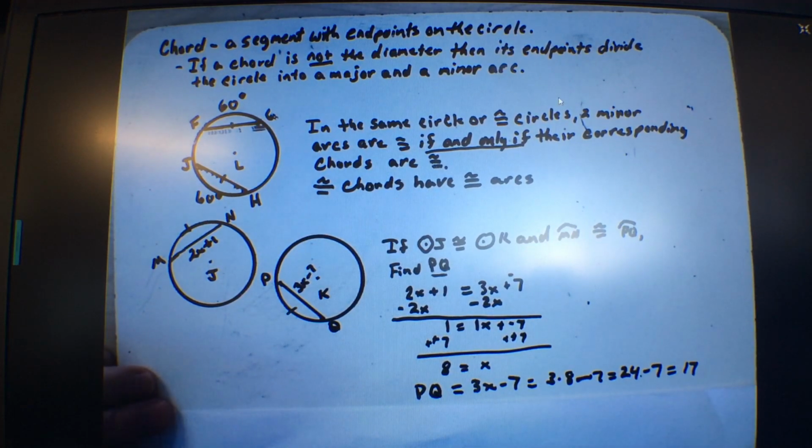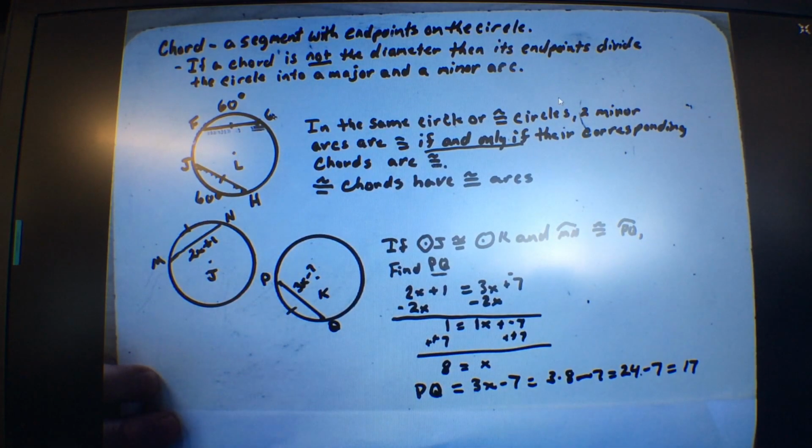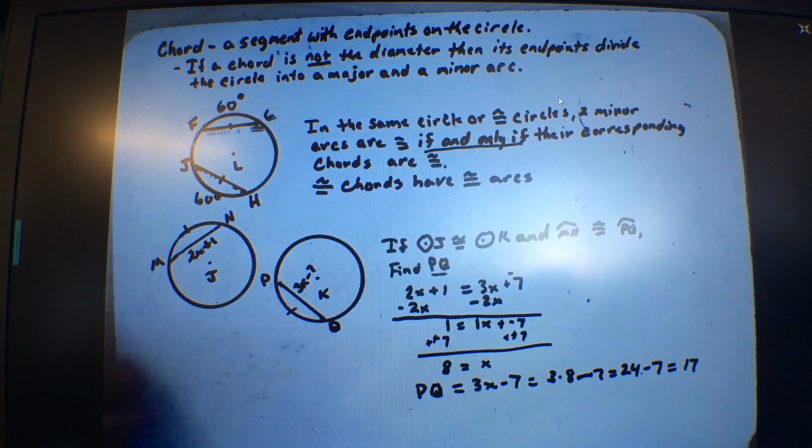So if I know 2 chords are congruent, or I know 2 arcs are congruent, their corresponding other parts, chords or arcs, are also congruent. And this is the first theorem that we talk about.